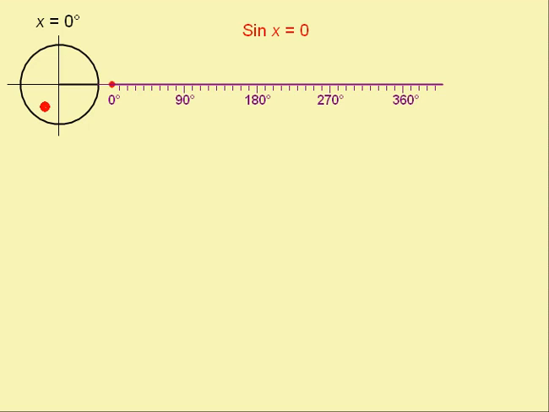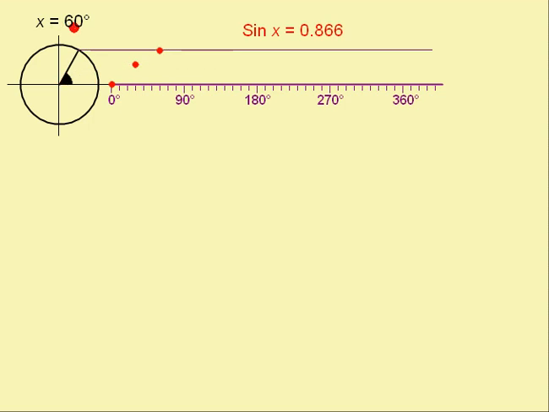So here's my circle, and at the moment my angle of x is 0 degrees. So the height here, which is sin x, is also 0, and you can see that here. Now let's increase that angle. I've now increased x to 30 degrees, and you can see that sin x is this height here, which is actually 0.5, and I've plotted that on the graph at 30 degrees.